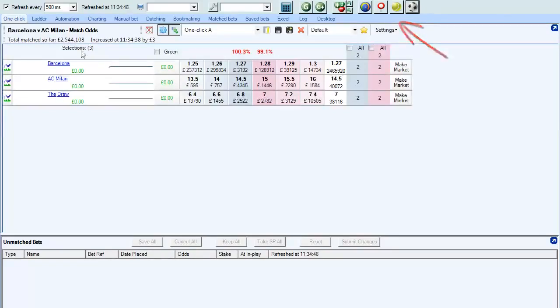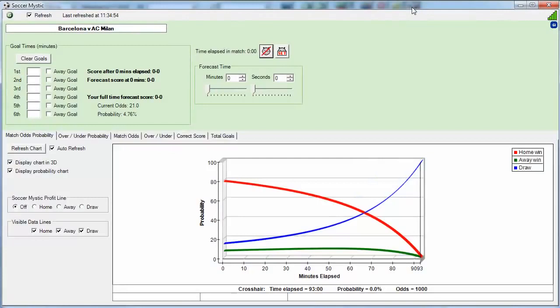And to use Soccer Mystic, what you need to do is select a market. We've selected Barcelona v AC Milan tonight, and then you click on the football. And what that does is it brings up this screen. And this screen is designed to allow you to have a look at the match and figure out basically how goals will affect certain odds as the match progresses.